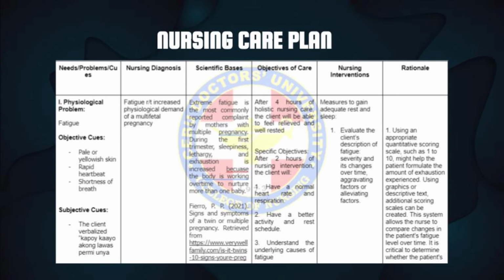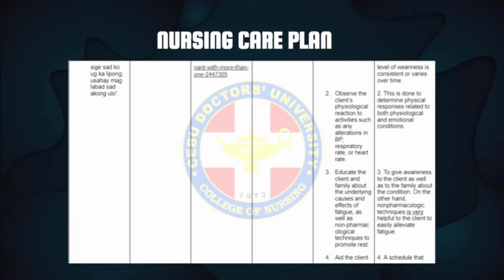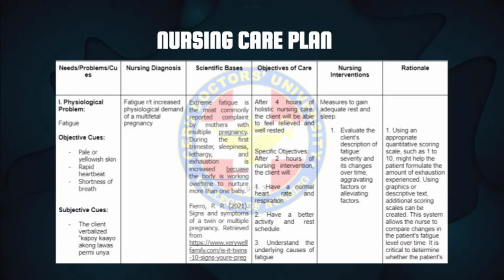Next, we have here the nursing care plan for multiple pregnancy. So let's start with the needs, problems, and cues. Our physiological problem is fatigue. Some objective cues for this are pale or yellowish skin, rapid heartbeat, and shortness of breath. Next, we have subjective cues. So the client verbalized, "Kapoy kayo akong lawas, permi, unya, sige sad kog kalipong, usahay maglabad sa akong ulo."